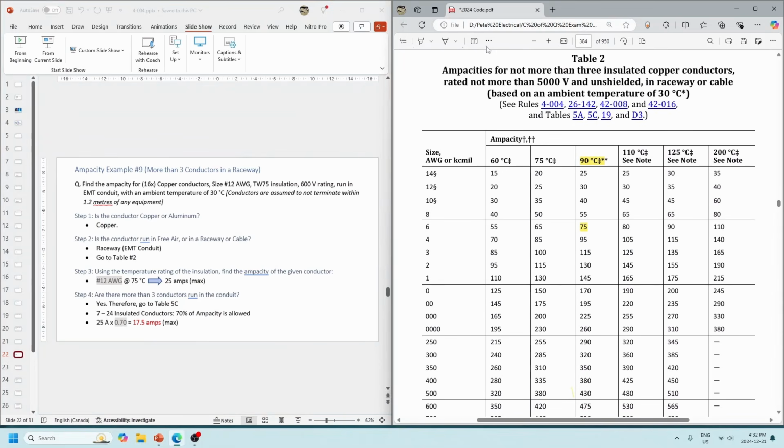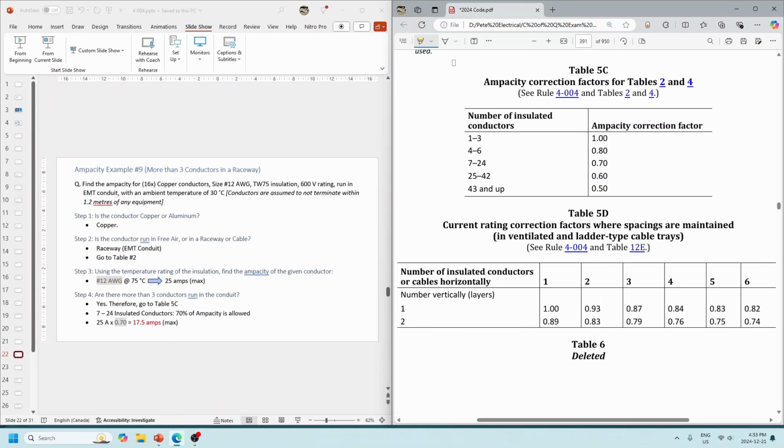Okay, let's get rid of this. We're not in the 90 degree column. We were in the 75 degree column here because we have TW75. Size is number 12, so it looks like those are good for 25 amps max. But we have more than 3, right? We've got 16 conductors being drawn through that conduit. So remember that 25. Let's go to table 5C.